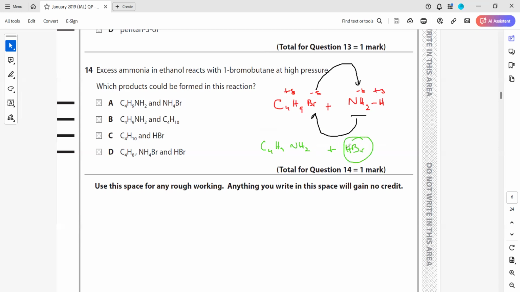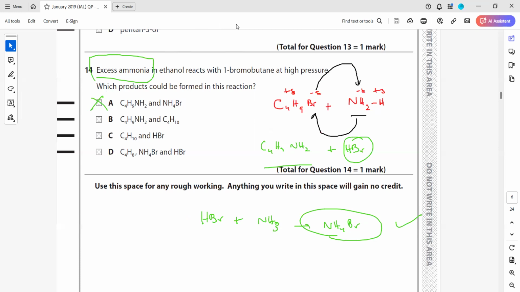Hydrogen bromide is acidic, like hydrogen chloride and hydrogen iodide. They are acidic in nature. And we are using excess ammonia. If you are using excess ammonia, then what will happen? This HBr will react with ammonia to produce NH4Br, ammonium bromide. So ammonium bromide will be one of the products and butylamine is another product. So that's why A will be the right answer.